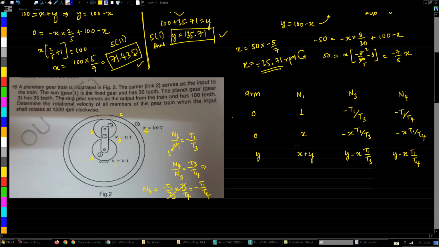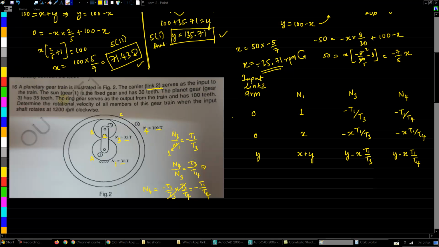So here I have noted down the table as it is, and now let us see what are the given stuff. I think the number of teeth in all the gears has been given to us. There won't be any problem with that. If you read the question carefully, he's talking about link 2. This link 2 is serving as input to the train. Here the arm is the link 2. So this is working as the input.